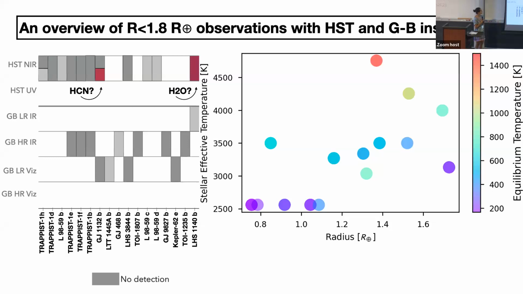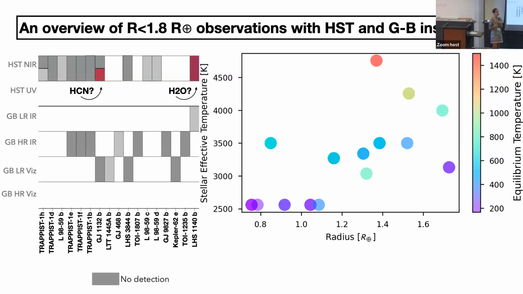And I will start out by pointing out the obvious: there are only two sort of colors in this space of potential detections. One is a tentative detection of water in LHS 1140b, and the other is this tentative detection of HCN in GJ 1132b.